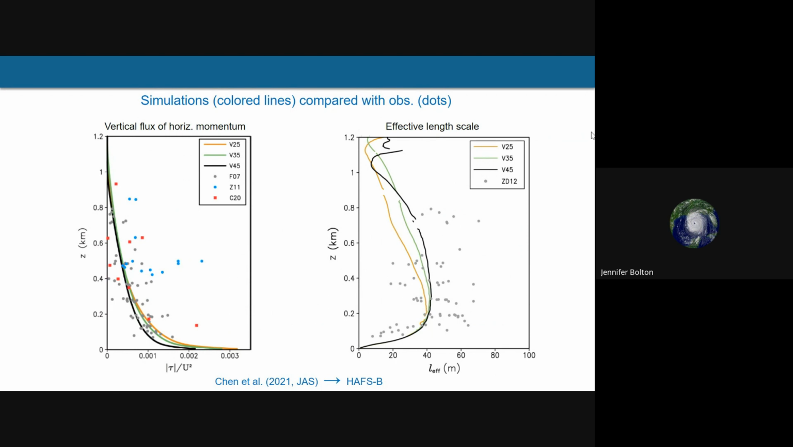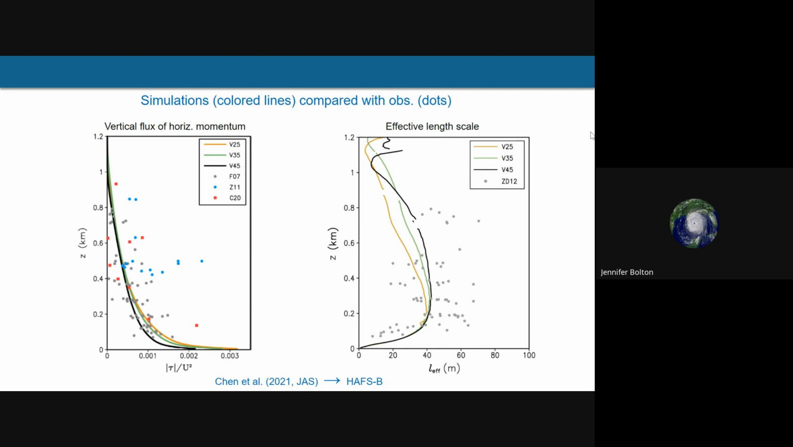On the left, the colored lines, so the black and the green and the orange, are from actual model output. This is the vertical momentum flux, non-dimensionalized by the average wind speed at each level. And all the dots are various observations over the years, going back to SeaBlast in the gray dots, to the Coyote UAS that Joe flew in Hurricanes Maria and Michael. And that's C20. The red dots are from CO in 2020, the BAMS article.